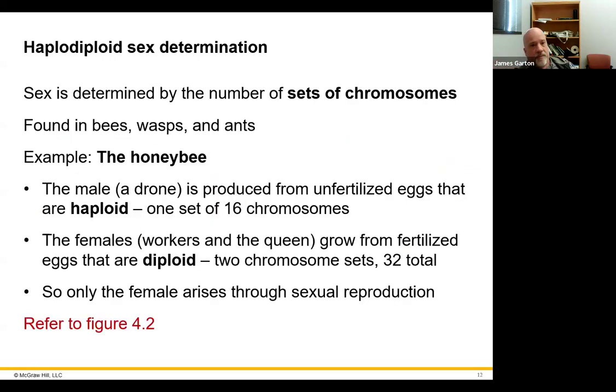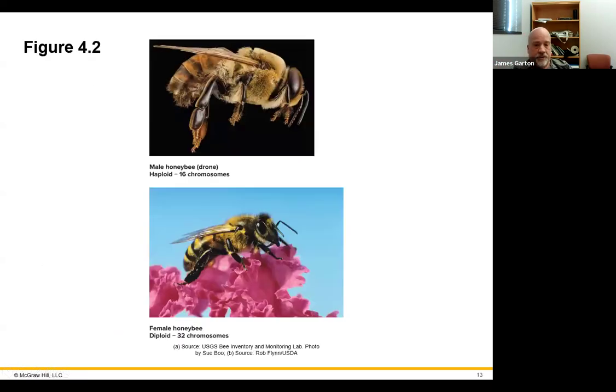And in some animals, there is a haplodiploid sex determination system. It's found, for example, in bees and some wasps and ants. In a honeybee, the male is haploid and the females are diploid. And so the male results from an unfertilized egg, and the female develops from a fertilized egg. Just to make life more difficult.